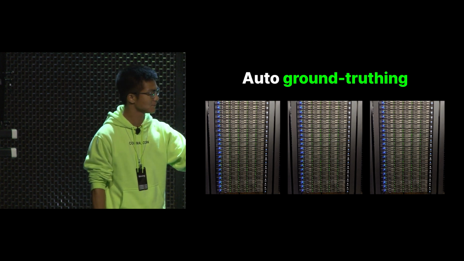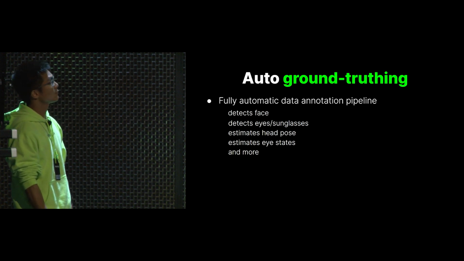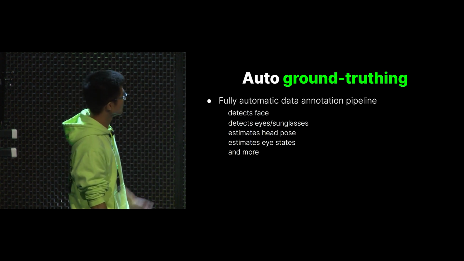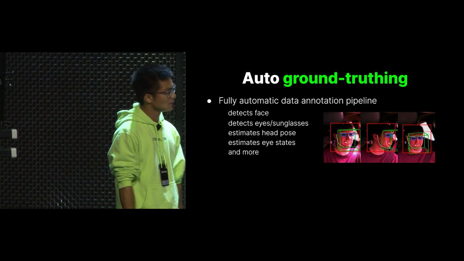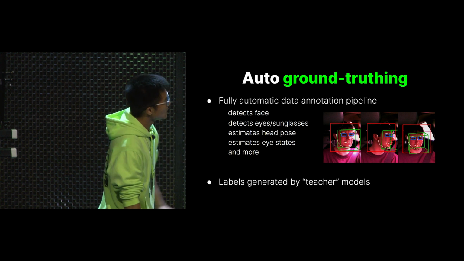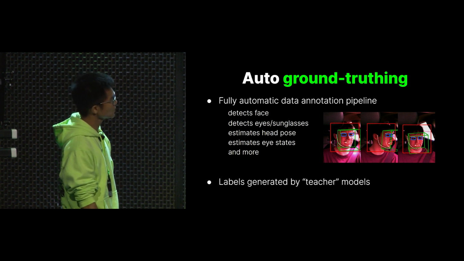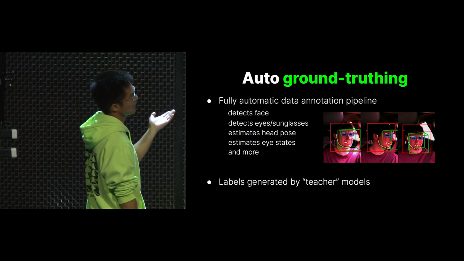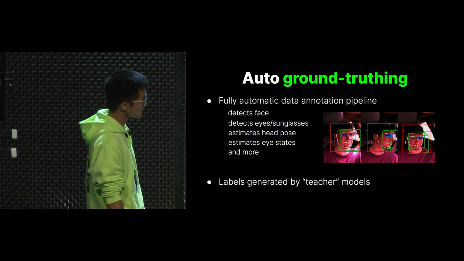So how is the ground truth generated? We have been building this DM data annotation pipeline for almost 2 years now, which can do the following tasks in a fully automated manner, so that no human would need to look at any of the data. Here are some examples of our auto ground truthing stack in action, where you can see faces being detected and the pose being accurately estimated, as well as the eyes and whether they're closed.